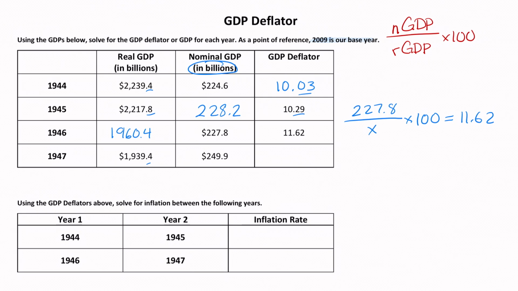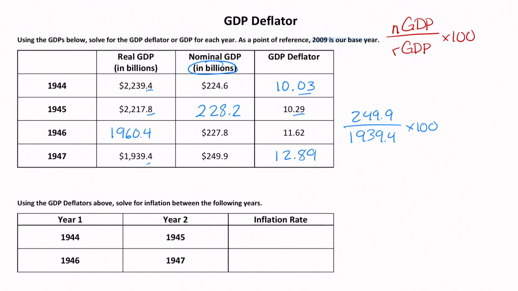All right, and then finally, let's do this last one. This last one, once again, we're just missing the deflator, so we can plug in our nominal GDP. Then we can plug in our real GDP, 39.4, multiplied by 100. Plug it into a calculator, and you should end up with 12.89. If you remember, we said these deflators are just index numbers, not a percent yet. Okay, the percentages come whenever we solve for inflation.